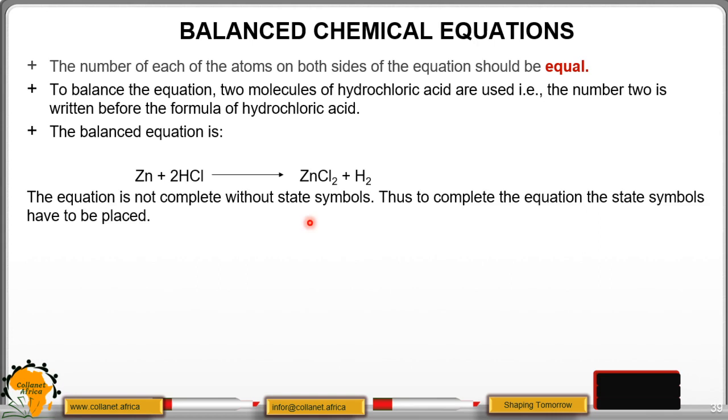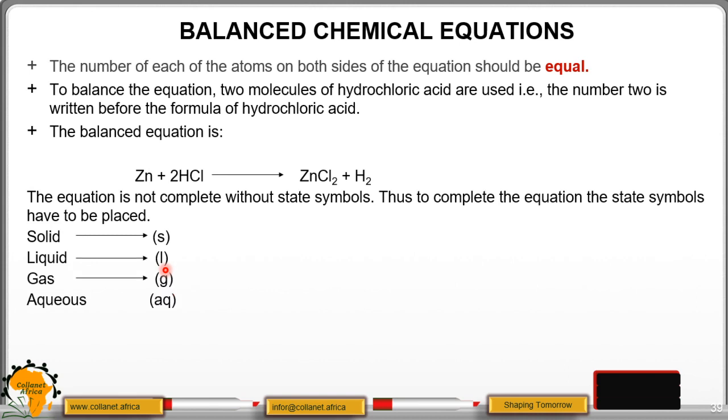But this one is not complete if the state symbol is not indicated. Thus, to complete the equation, the state symbols have to be placed. So we have solid standing for S, then we have liquid L, we have gas G, and we have aqueous.